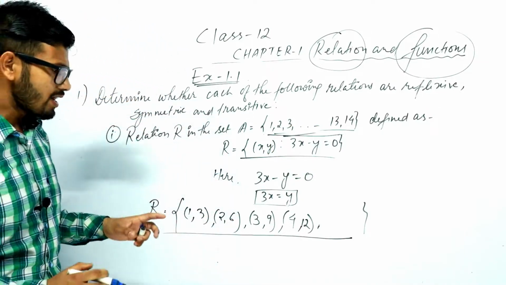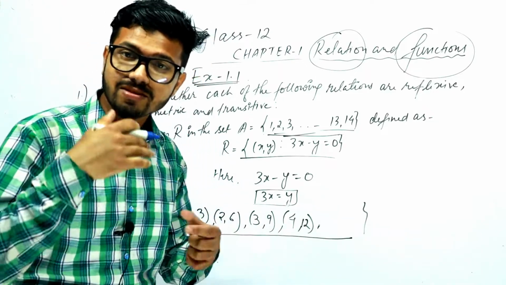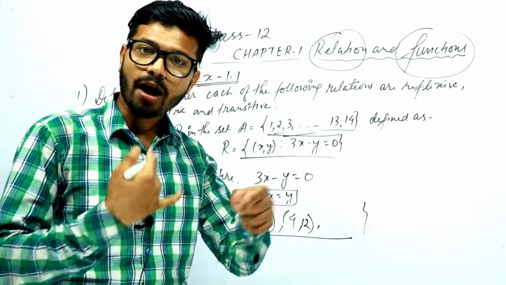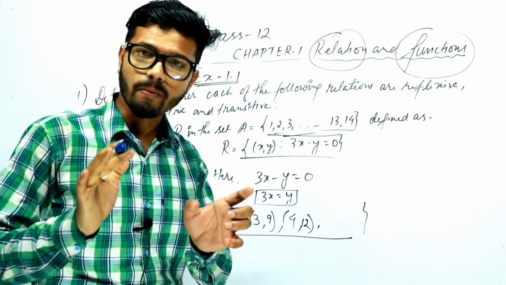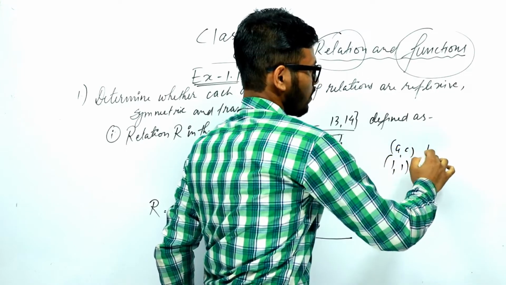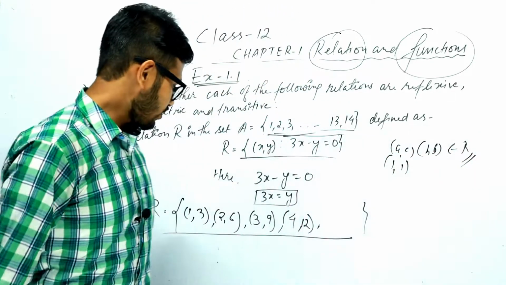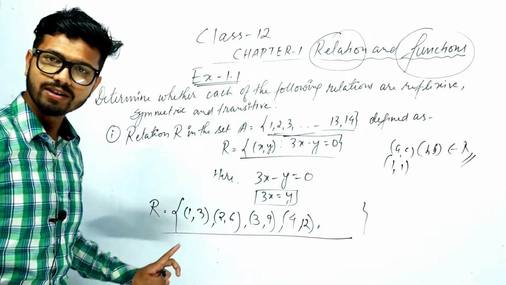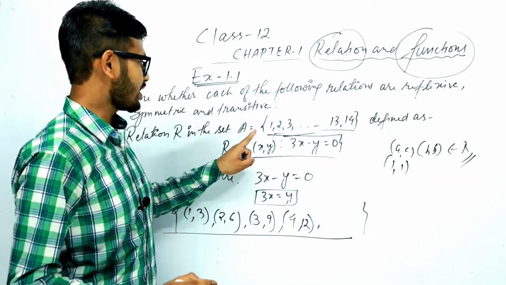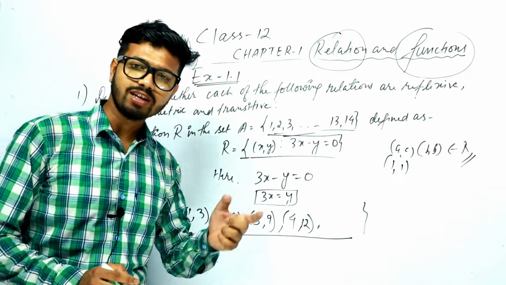Now let us see whether it is reflexive. Do you remember what reflexive really means? Reflexive means each element must come back to itself. Means (1, 1), (a, a), (b, b) should be present in the relation. So can you see here the repeated pair (1, 1)? Though 1 is in the set, (1, 1) is missing. (2, 2) is missing. (3, 3) is missing.